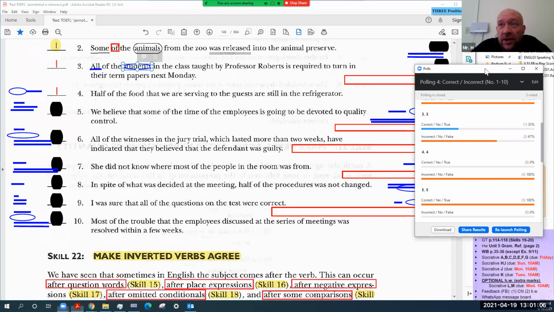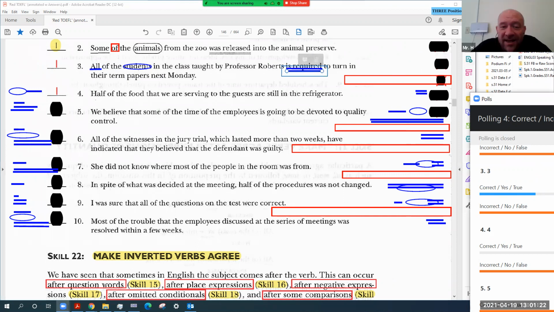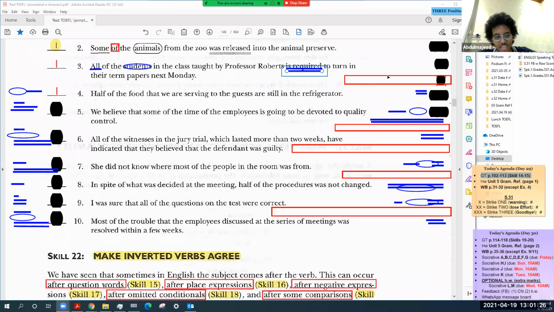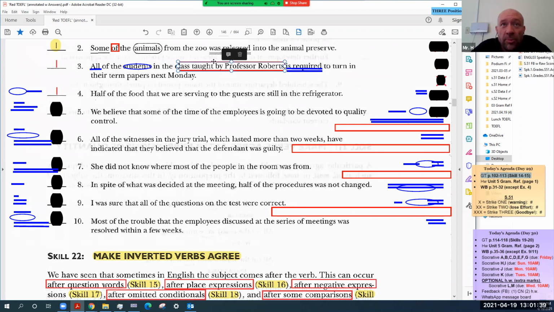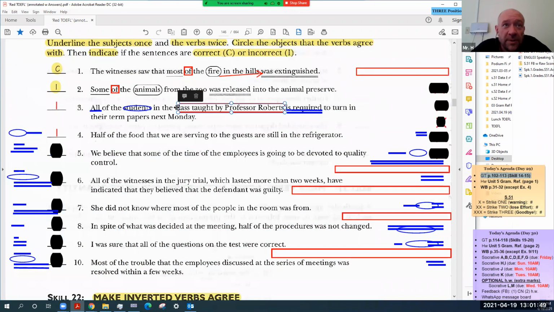Now let's find a verb. Is required and taught. Yeah, is required. But wait a minute. Taught, is that a verb? No, it's a reduced adjective clause. Okay, this is a reduced adjective clause: taught by Professor Roberts. Okay. All right. The square is too big. Let me make it smaller. Taught by Professor Roberts.